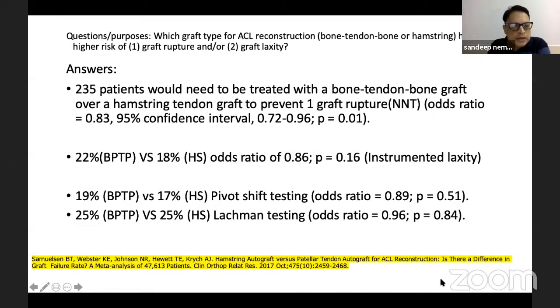What they came up with is that 235 patients would need to be treated with a bone patellar tendon bone graft over a hamstring tendon graft to prevent one graft rupture. That is the number needed to treat. So you can see the difference is really very minimal. As far as the instrumented laxity, pivot shift testing and Lachman testing are concerned, that is given over there. There is very minimal difference between the two.